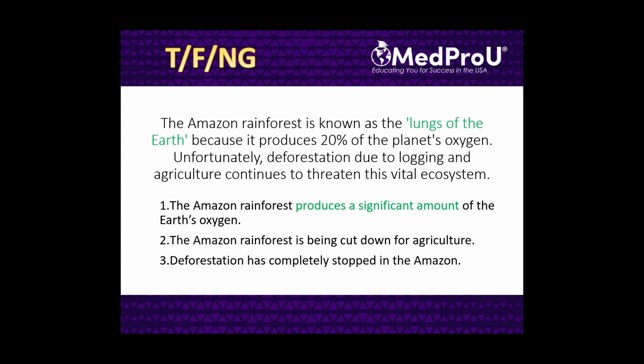Number two, the Amazon rainforest is being cut down for agriculture. Let me just highlight it. Unfortunately, deforestation due to logging and agriculture. So they are being cut down for agriculture. Is it correct? So yes, that's right.